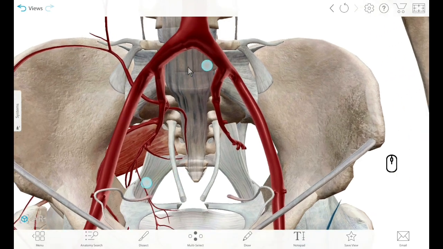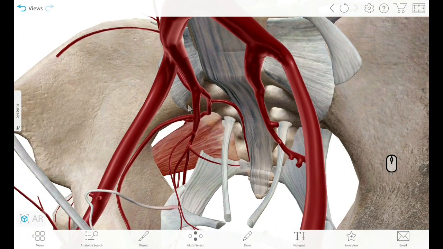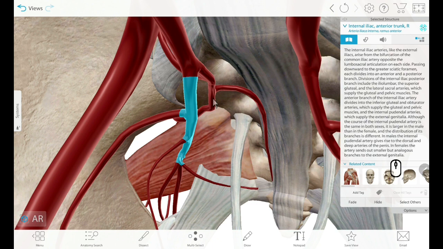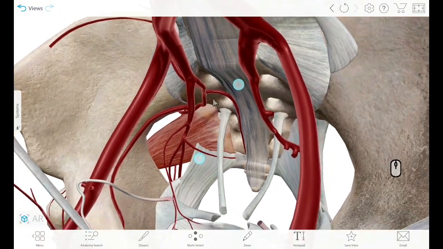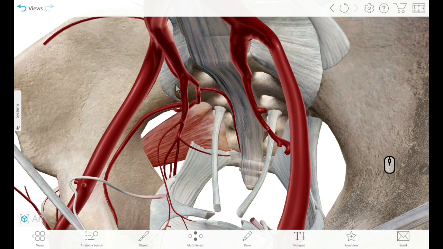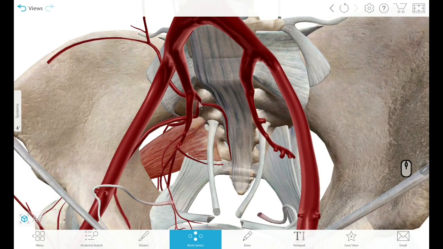Now the internal iliac artery further divides into two divisions. This was the internal iliac artery and it divides into two divisions. This is the anterior division and this is the posterior division. So this is the anterior division of the internal iliac artery and this here is the posterior division of the internal iliac artery. Now the posterior division gives off three branches, which are the superior gluteal branch, the iliolumbar branch and the lateral sacral branch.